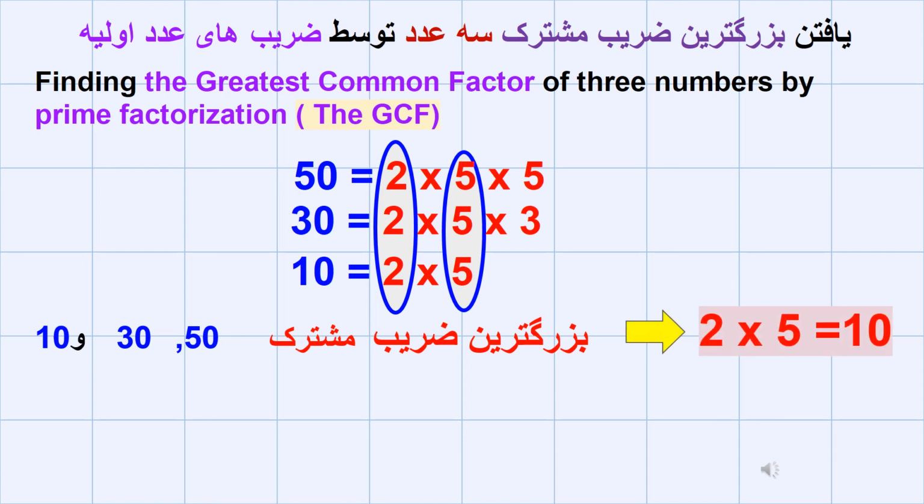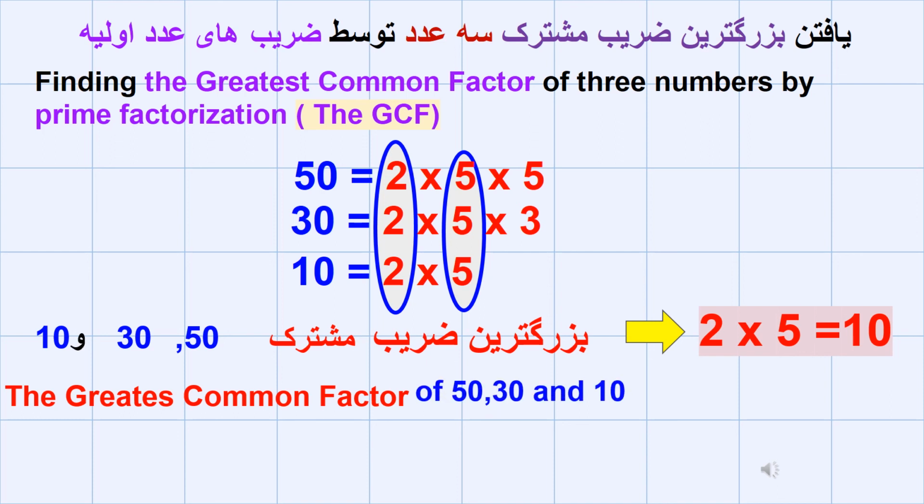We have two numbers which are common factors of 50, 30 and 10, and those numbers are 2 and 5. When we multiply these two common factors of 50, 30 and 10 by each other, the product is the greatest common factor of 50, 30 and 10. When we multiply 2 by 5, which is equal to 10, that 10 is the greatest common factor of 50, 30 and 10.